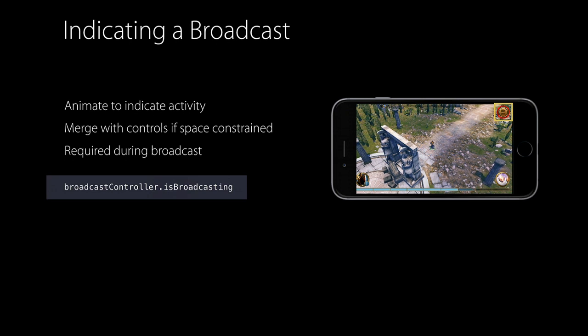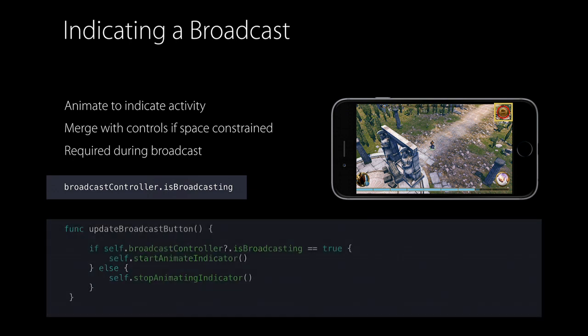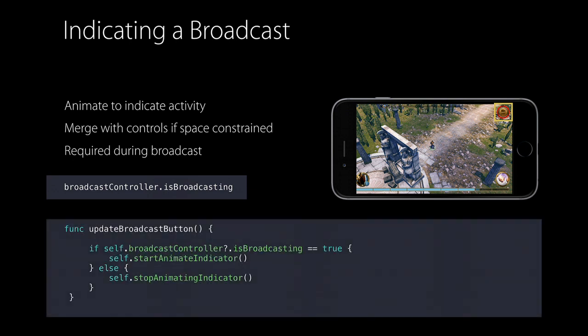To programmatically check if a broadcast is in progress, simply query the isBroadcasting property of the broadcast controller. You can use the value of this property to start or stop animating your indicator UI.